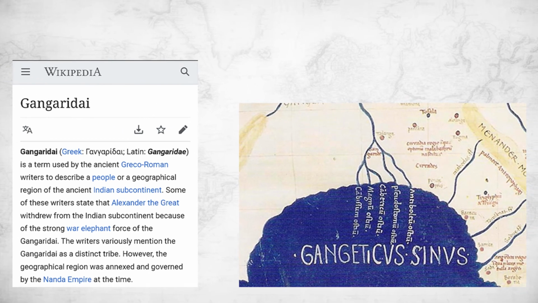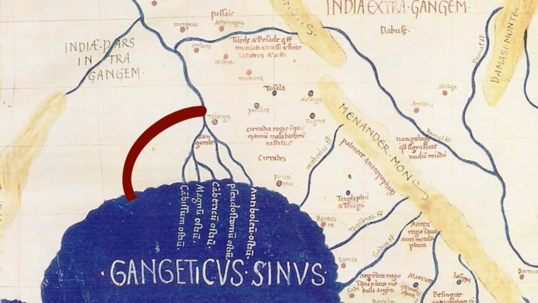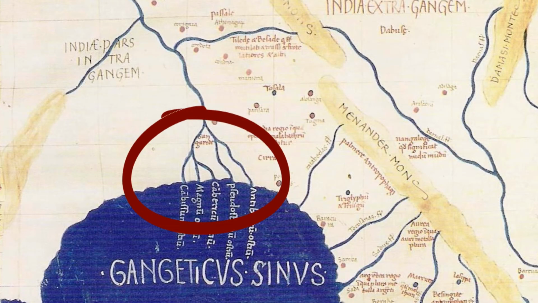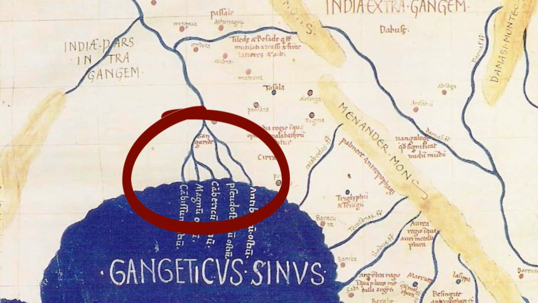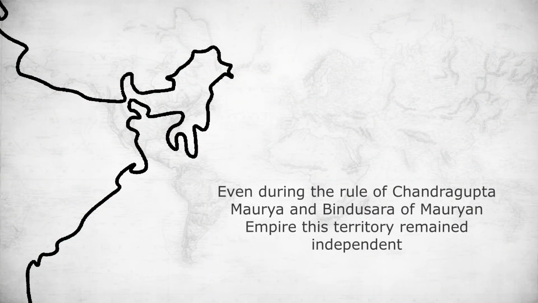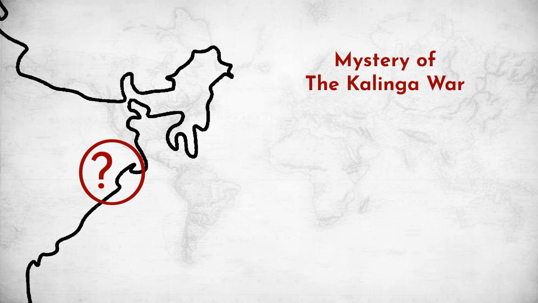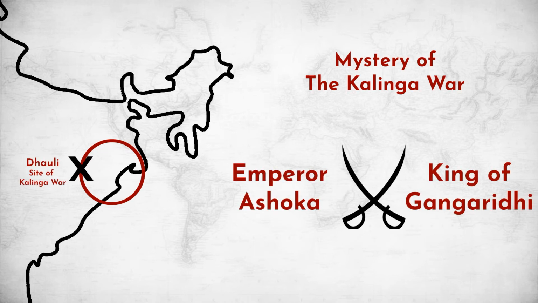It is possible that these two were independent kingdoms. Gangaridai on coastal Bengal remained independent and outside the Nanda Empire, which extended up to northern India. Even during the rule of Chandragupta Maurya and Bindusara of Mauryan Empire, this territory remained independent. In all probability, Emperor Ashoka fought his famous Kalinga war against the king of Gangaridai.